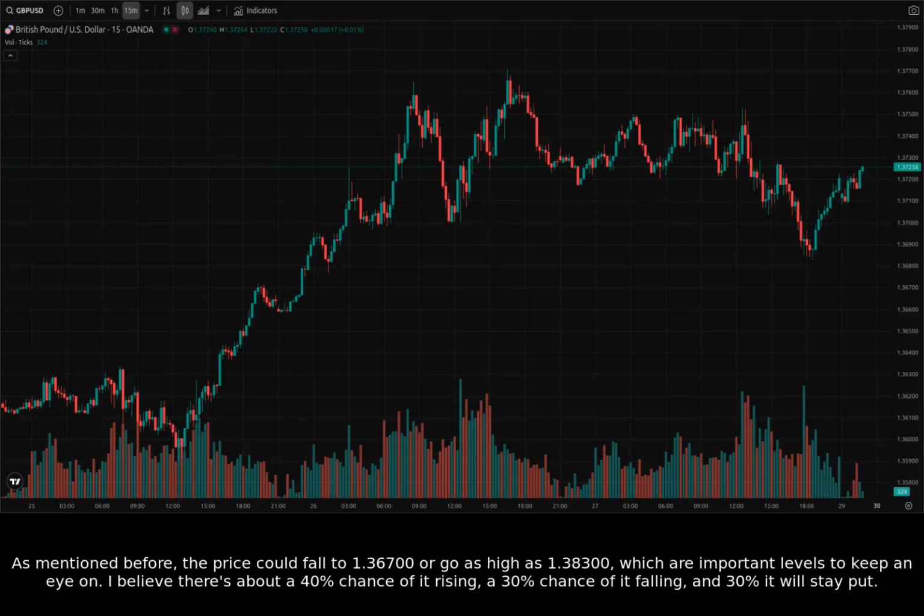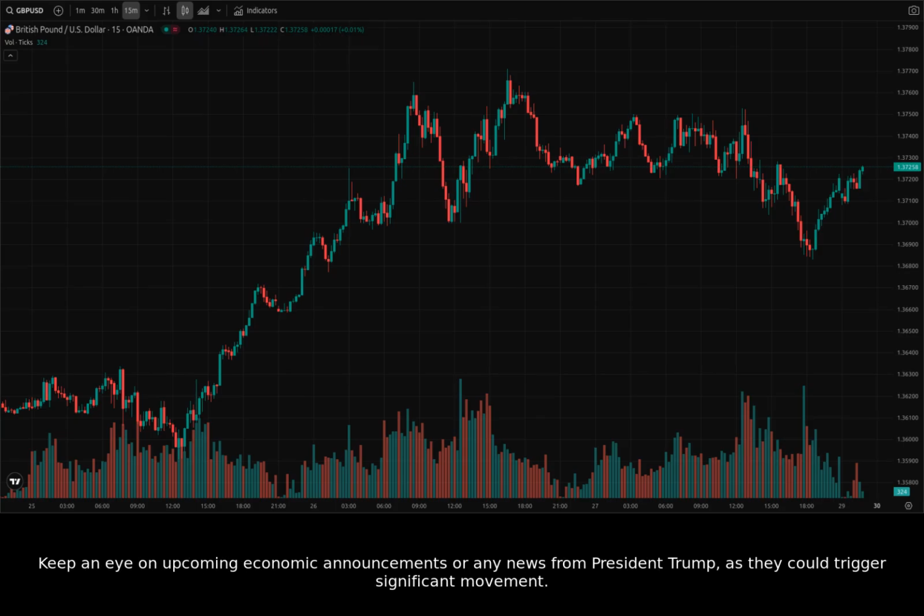As mentioned before, the price could fall to 1.3670 or go as high as 1.3830, which are important levels to keep an eye on. I believe there's about a 40% chance of it rising, a 30% chance of it falling, and 30% it will stay put. Keep an eye on upcoming economic announcements or any news from President Trump, as they could trigger significant movement.